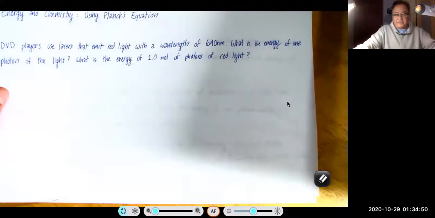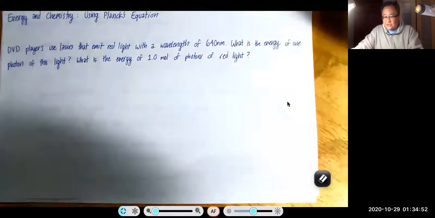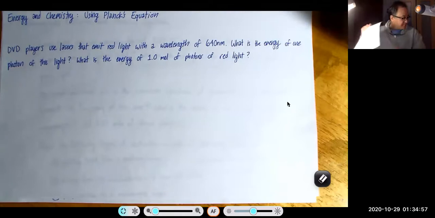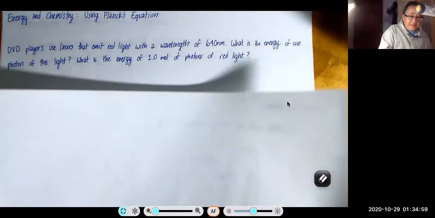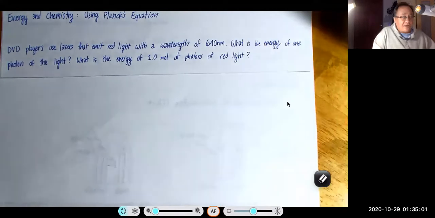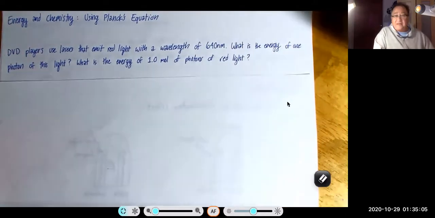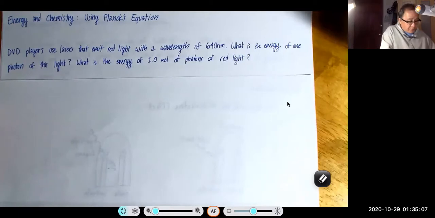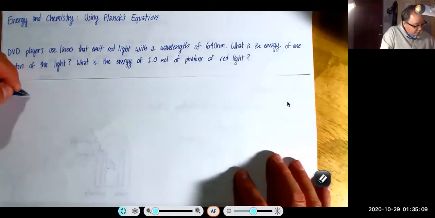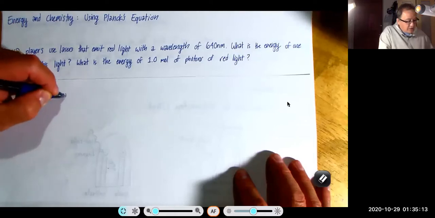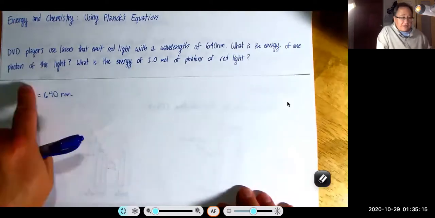So let's take a look at some problems using Planck's equation and the photoelectric effect. Here we have energy and chemistry using Planck's equation. DVD players are lasers that emit red light with a wavelength of 640 nanometers. So I'm going to put the wavelength is 640 nanometers. What is the energy of one photon of this light?